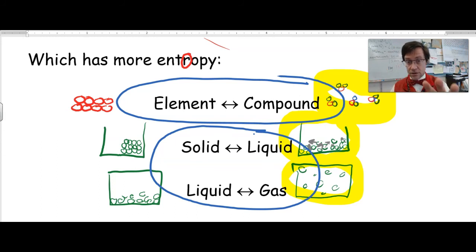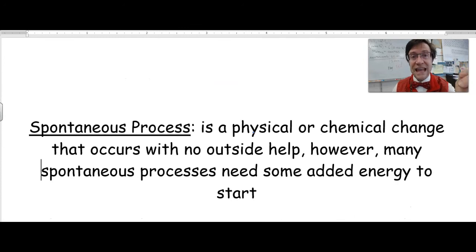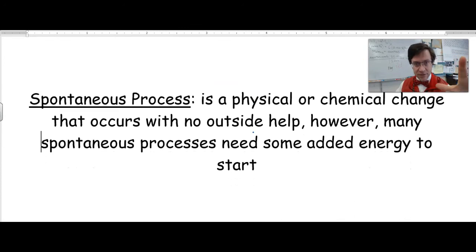And I want you to lock on for a little bit later to what we're going to talk about here, which are spontaneous processes. These are things that happen all by themselves, right? Like melting, evaporating, all that kind of stuff. Things that just happen by themselves.